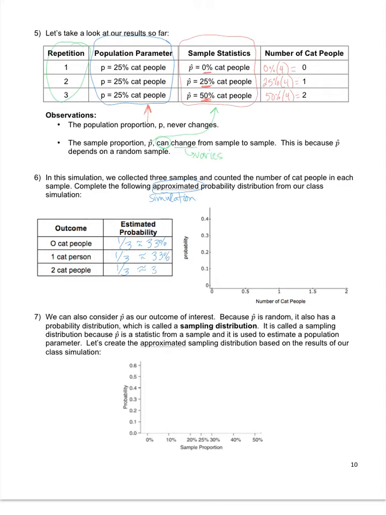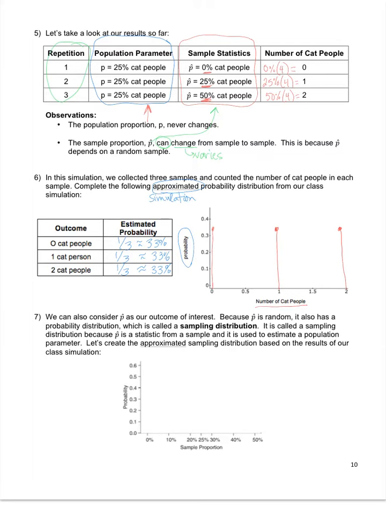So here are our estimated probabilities. If we draw the probability distribution on the right, notice our vertical axis says probability. We're going to have a bar above 0, or a line above 0, that goes to 0.33, one above the 1, same height, and one at 2, same height. This is the number of cat people.